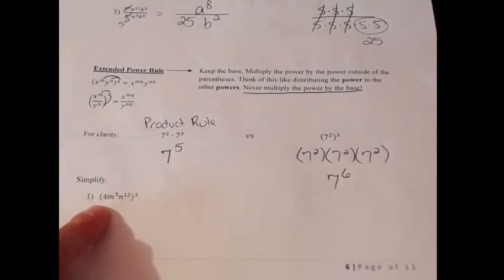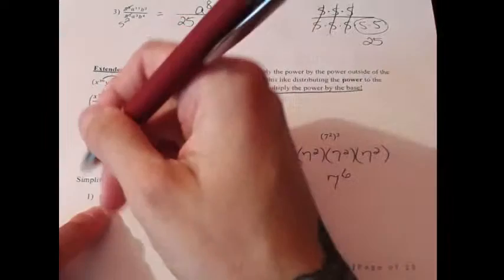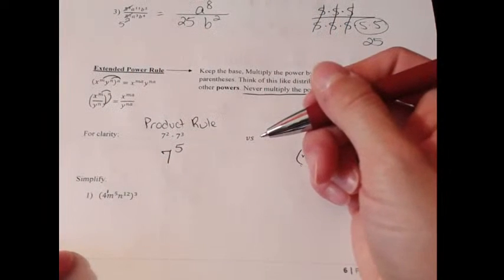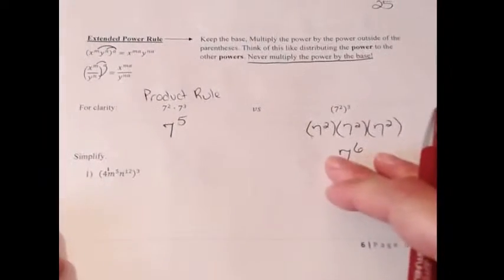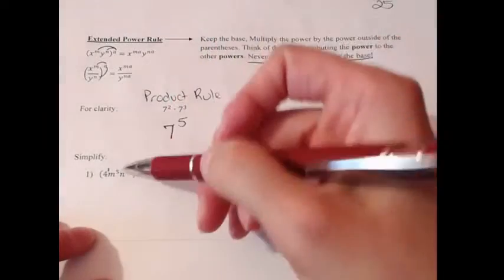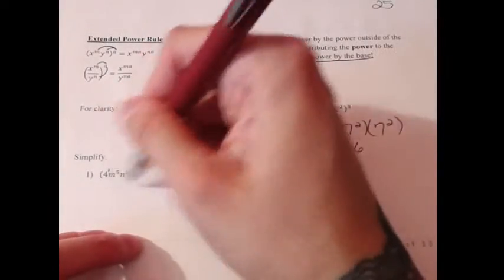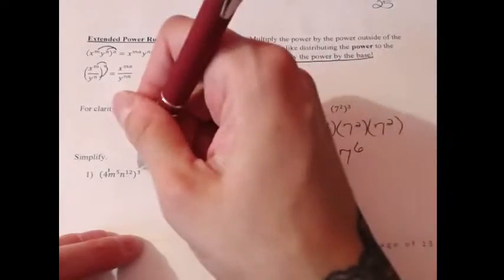You have a base of 4, a base of m, a base of n. The powers of each are as follows. This 4 is being raised to the 1st power, right? Because we don't see that 1. So we're going to actually write that in. So we have 4 to the 1st power, m to the 5th power, n to the 12th power. We are raising this entire expression to the 3rd power.